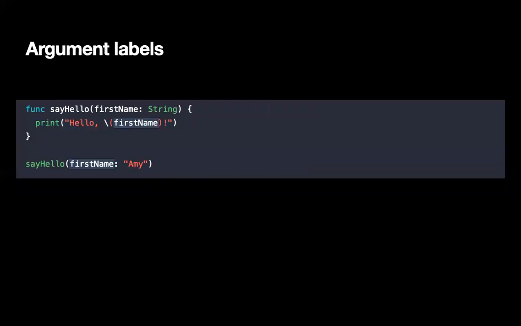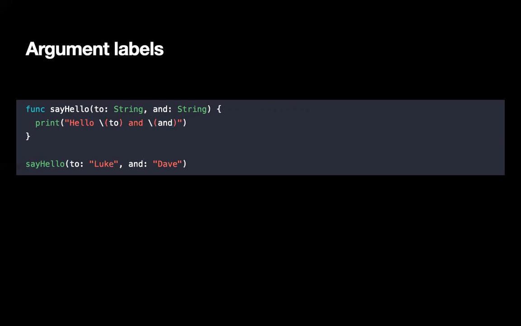Then the next concept is argument labels. Here we have a function named say hello, having one parameter first name of data type string, and inside the braces we are printing hello first name. When we call say hello, it will ask for the first name, we will pass the first name, and that will be printed.